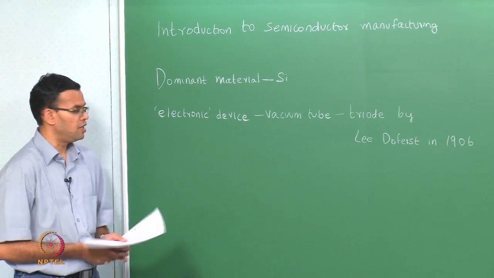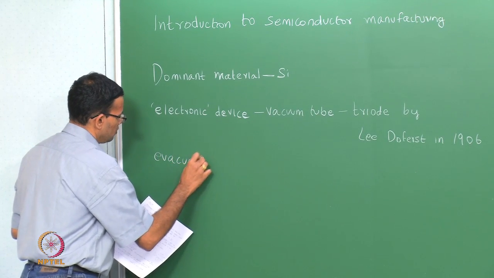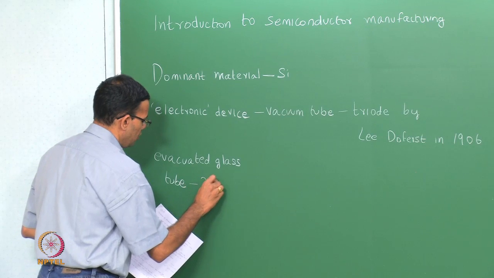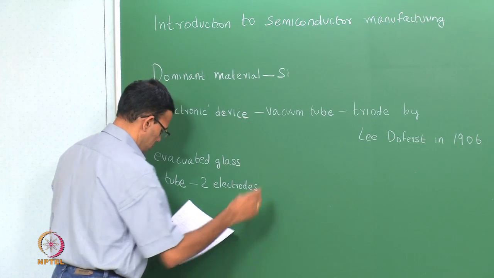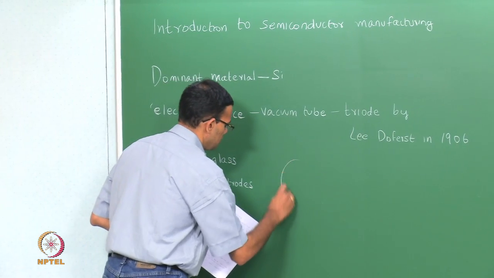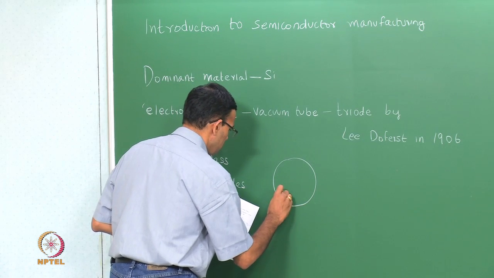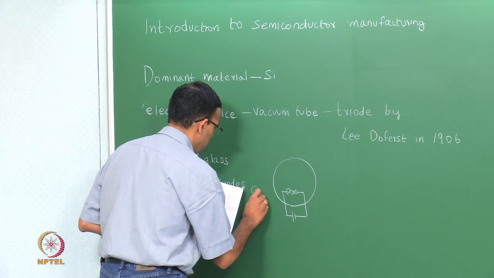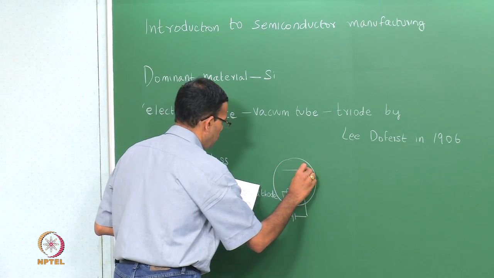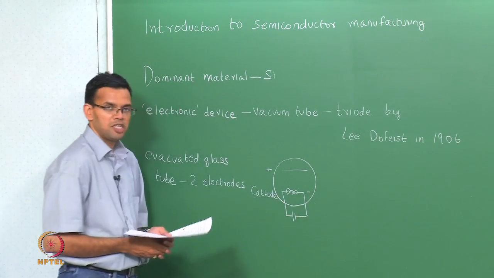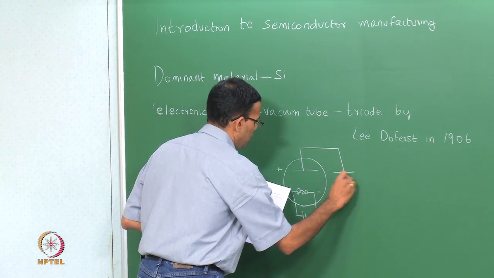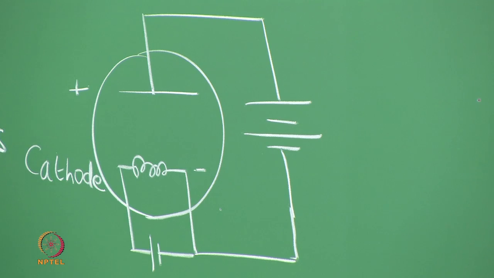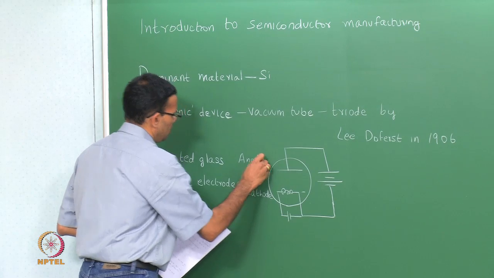The vacuum tube consists of an evacuated glass tube. There are usually two electrodes, one acts as the anode and the other acts as the cathode. Let me just draw a schematic of the device. The evacuated glass tube, one of the electrodes acts as the cathode, which is your source of electrons. Then you have an anode. The cathode has a negative potential, the anode has a positive potential. This is connected to your outside circuit. This type of device configuration, where you have two electrodes, the cathode and the anode, is called a diode.